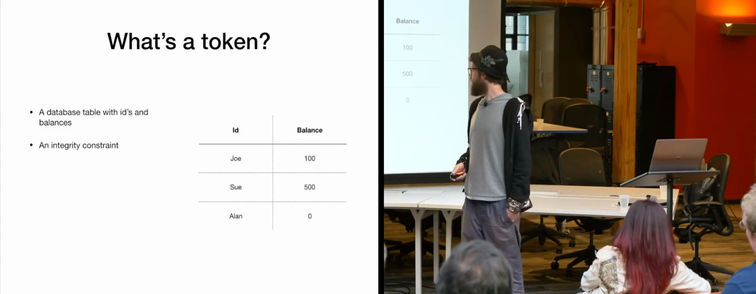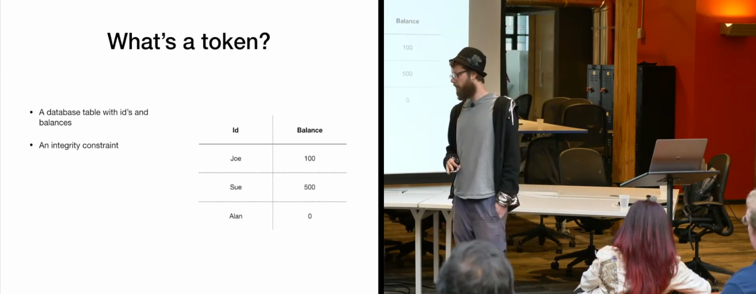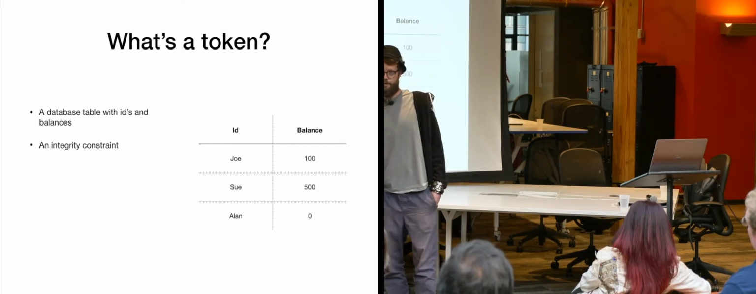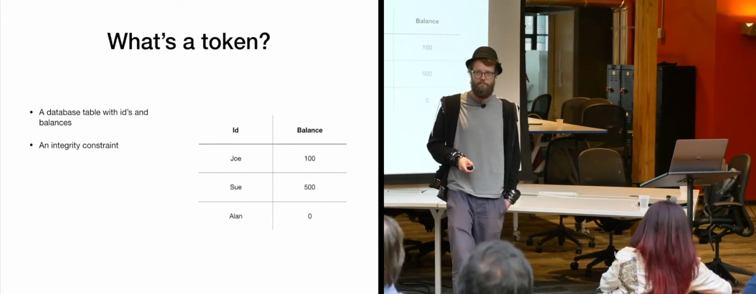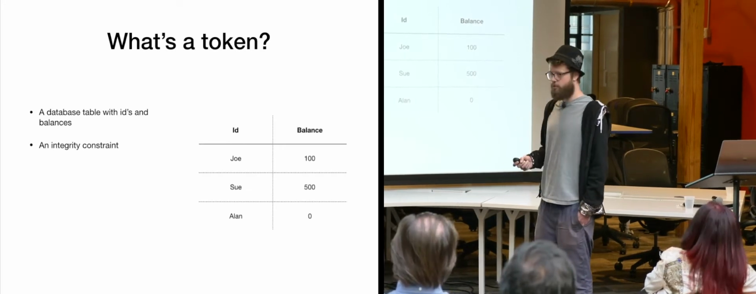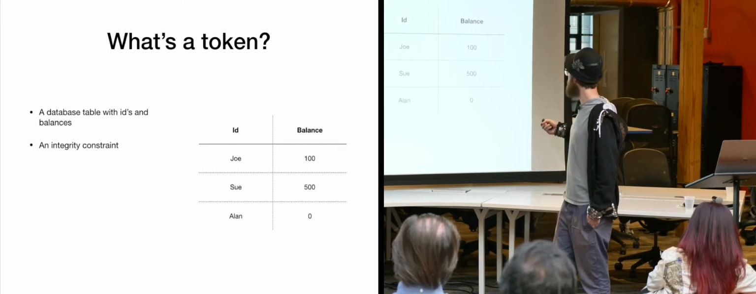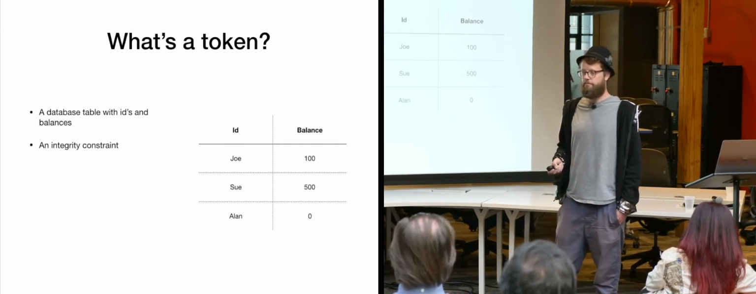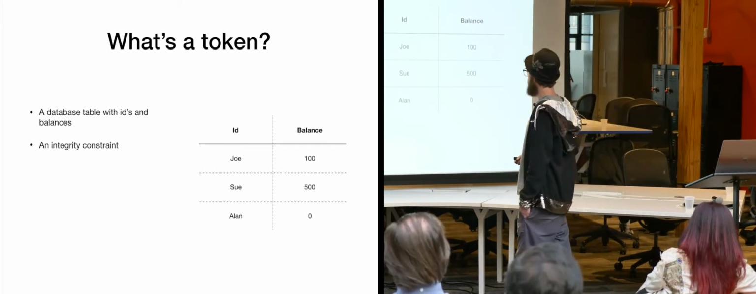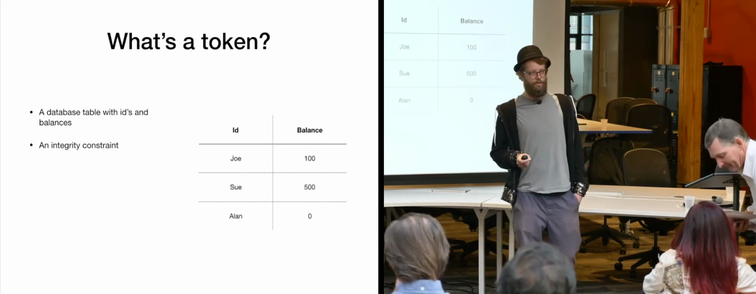Okay, so what's the slightly more technical explanation for what a token is? Let's forget about decentralization and just think about how you would implement a token on just one machine. In this case, it's actually pretty simple. All you need is a database table with two columns. One contains the IDs of the users, and the other one contains their balance in tokens. In addition to this database table, we also have an integrity constraint.